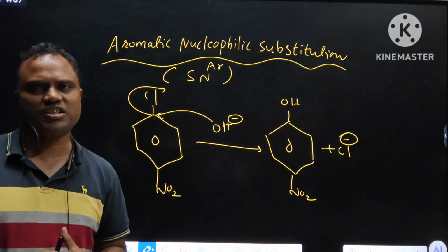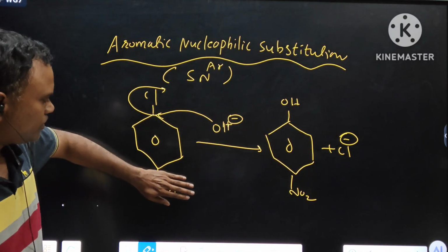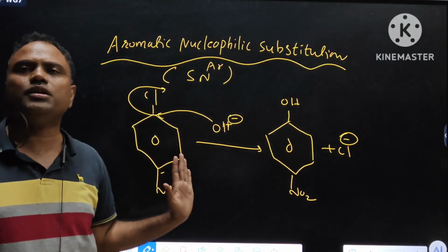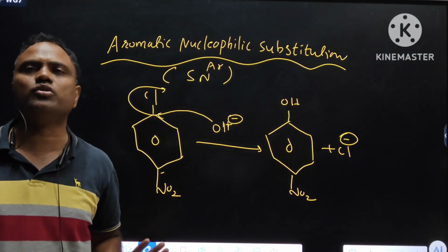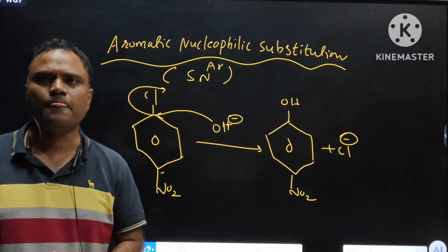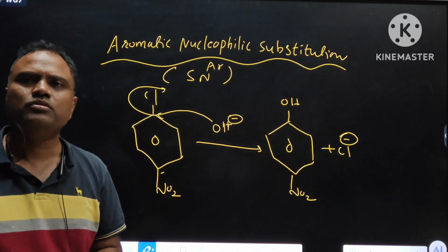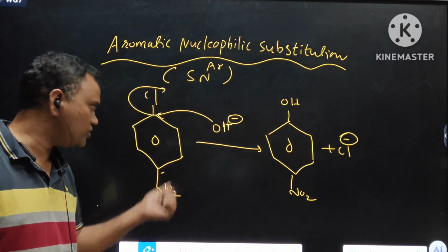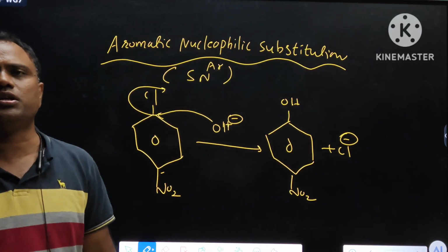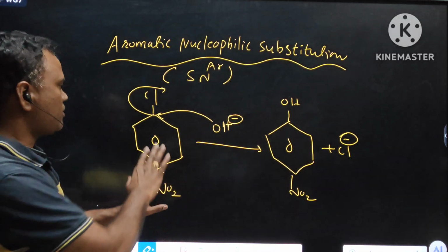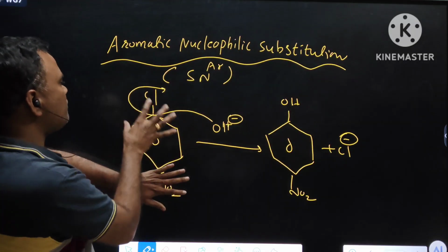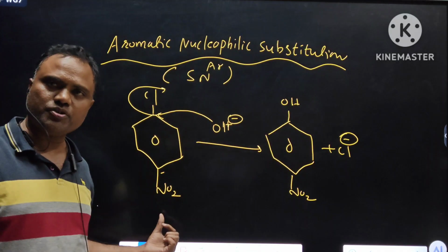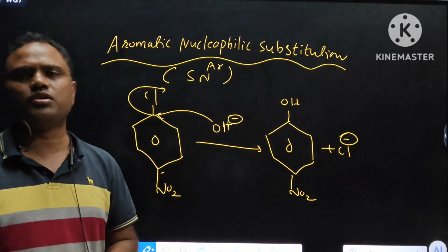One important condition is required. See, if I do not give NO2, if I give only chlorobenzene, then chlorobenzene does not participate in the aromatic nucleophilic substitution. Very important: aryl halides undergo nucleophilic substitution when strong minus M groups are present in the para position or ortho position. Very important condition. This is chlorobenzene, an aryl halide. When a strong minus M group is present in the para or ortho position, it undergoes nucleophilic substitution. We will know the reason also.